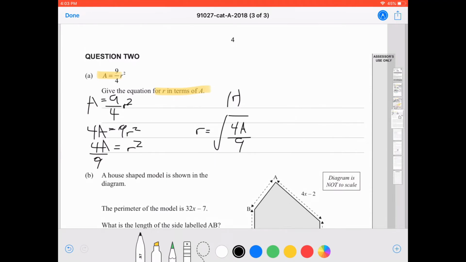Yep, this works. This will get you achieved. The marking schedule mentions plus or minus as well. They also say, because 4 and 9 are both square numbers, you could say this is 2 over 3 root A. Either of those answers gets you the achieved grade.